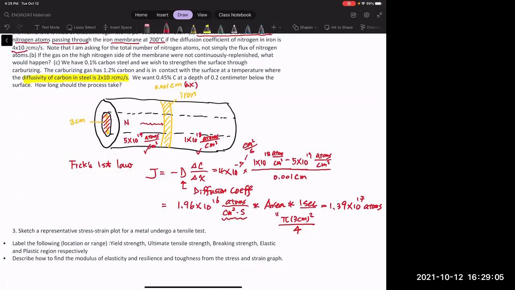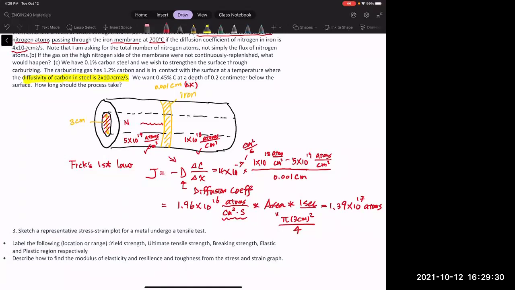So that is the definition of that. And then how do you find that? Based on Fick's first law, that is this equation. So you can say J equals M over AT, and it's also equal to minus D times delta C over delta X if this is a steady state situation, which is this case.